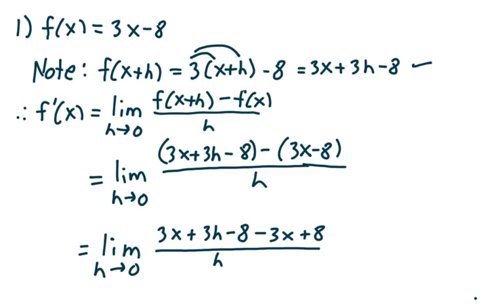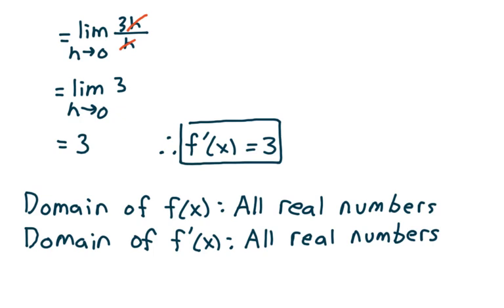And so I get minus 3x plus 8. So I'm going to cancel the 3x here and the negative 3x, those two terms go away. And then negative 8 and positive 8 also go away because those respective terms add to 0. And what we're left with is the limit as h goes to 0 of 3h over h. And this is the limit as h goes to 0 of 3, which is equal to 3. And so that tells me f prime of x is equal to 3. The domain of f of x is all real numbers. The domain of f prime of x is also all real numbers.